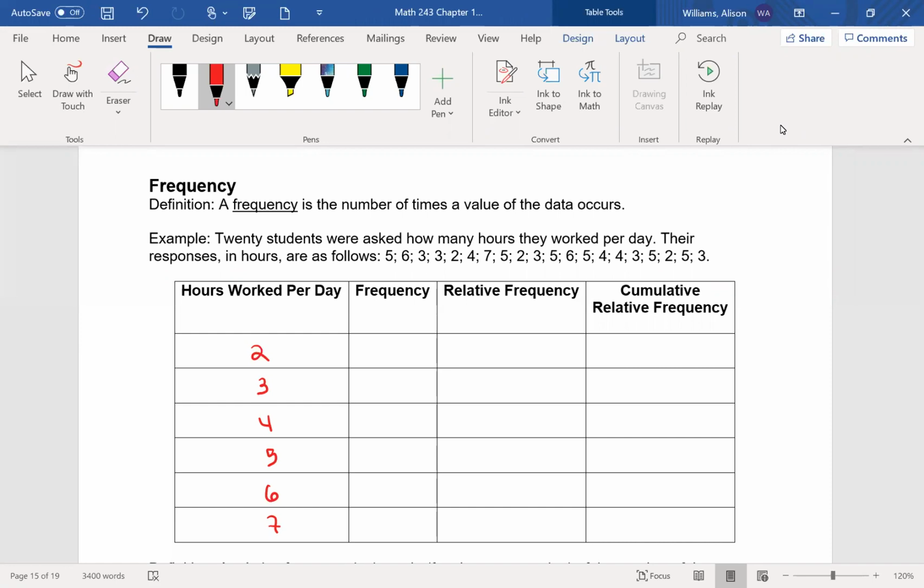Okay, so I want to count up how many people said 2. So it looks like 1, 2, 3 people. For the 3s, it looks like 1, 2, 3, 4, 5 people. For the 4s, 1, 2, 3 again. For the 5s, 1, 2, 3, 4, 5, 6. For the 6s, it looks like there are 2 6s and 1 7.